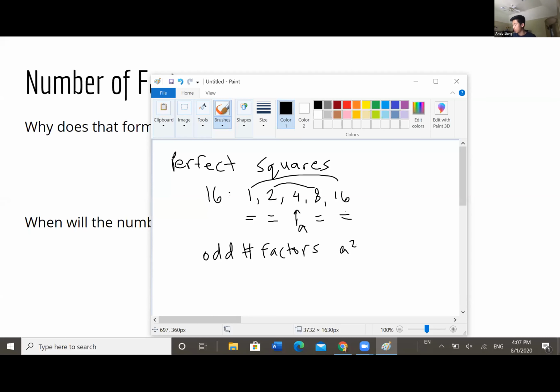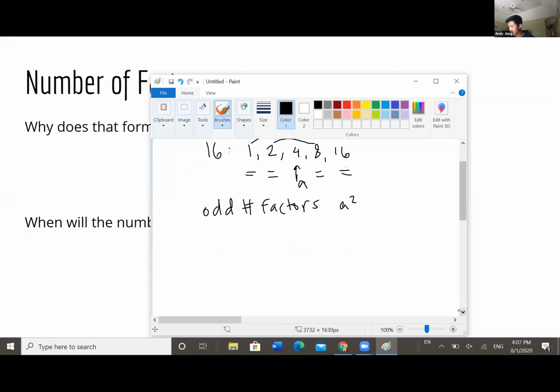So that's the explanation just looking at the factors. Using the formula, which is write it in its prime factorization, then add 1 to the exponent, we would get 5. And this number is always going to be odd if all the exponents are even, because if all of these are even numbers and I add 1 to them, then they all become odd numbers. And if I multiply them, it's going to be an odd number. Does that make sense?